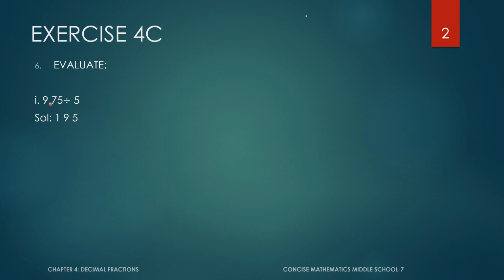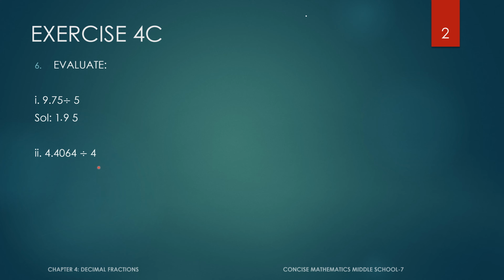Now after this decimal point there are two places, 7 and 5, 1 2 places. So imagine a point over there where my laser light is, and move 2 places towards the left side. 1 2. So 0.195 will be the answer.